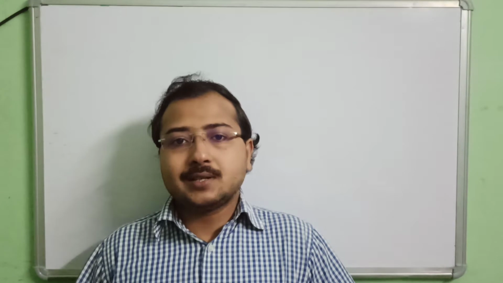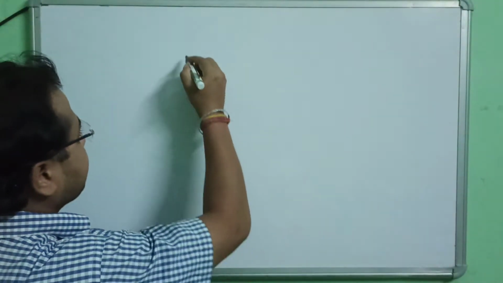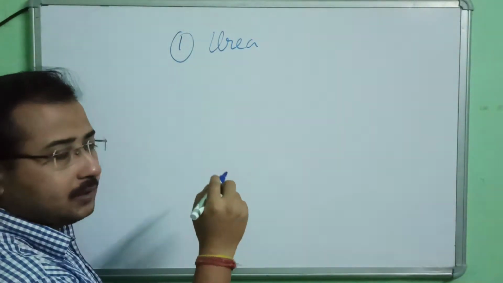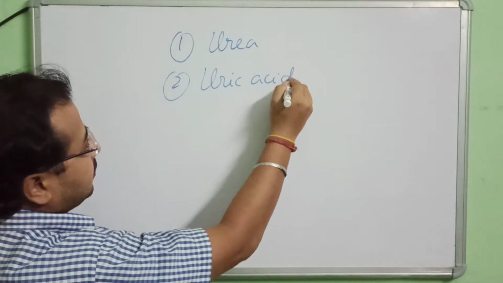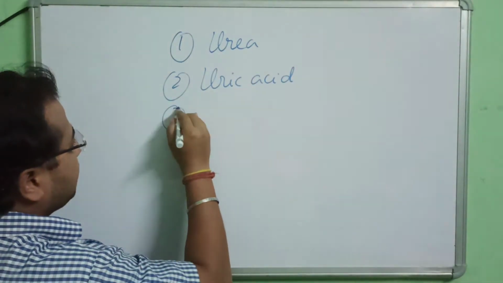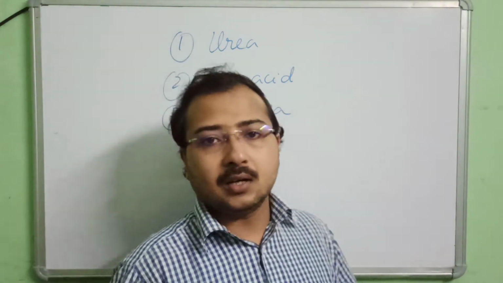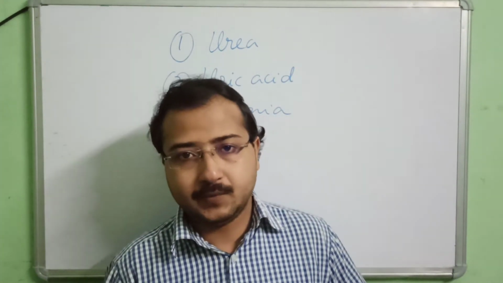What are those toxic substances or waste products produced in our body? That we have to know. If I categorize them separately, we will see first, urea is one. Number two, uric acid. Number three, ammonia. These are the major waste products. These are also known as nitrogenous waste products.